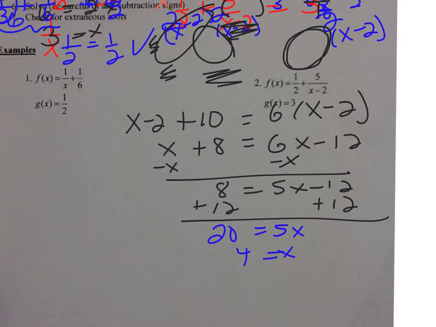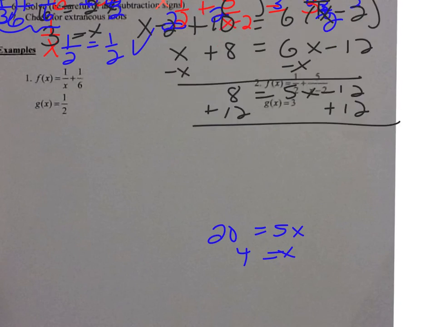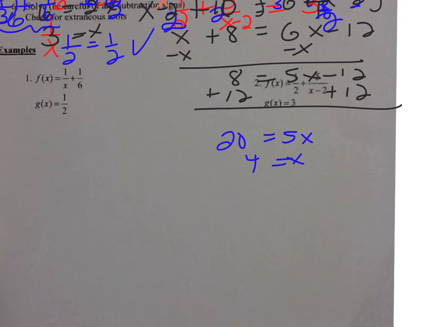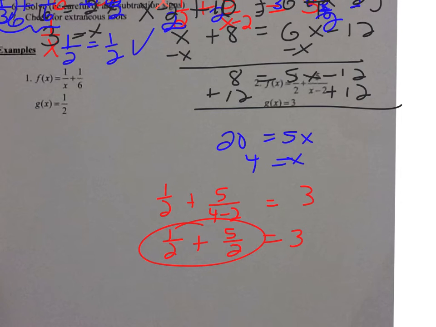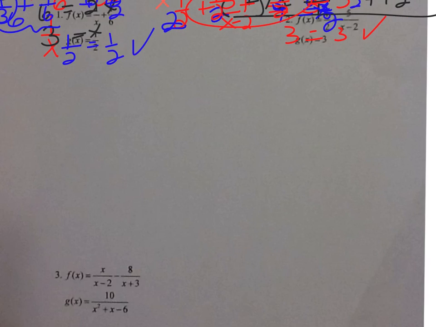And now we're going to check it. So checking x is 4, so I have 1/2 plus 5 over 4 minus 2 equals 3. So it's 1/2 plus 5 over 2 equals 3. So that's 6 over 2. So this you can plug in your calculator. 6 over 2, which is 3, equals 3, and that checks. All right, so let's take a look at number 3.